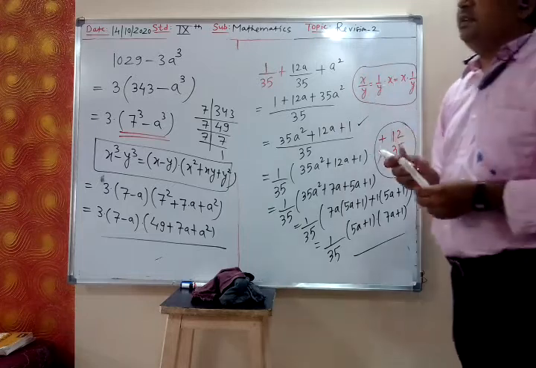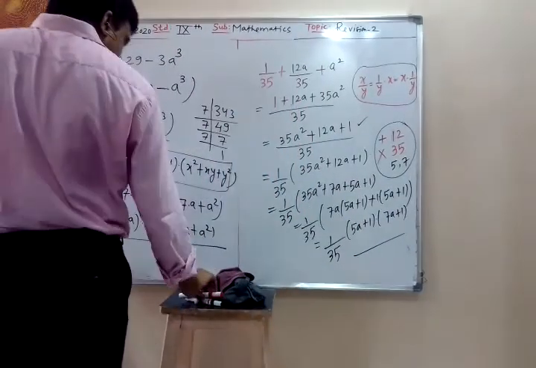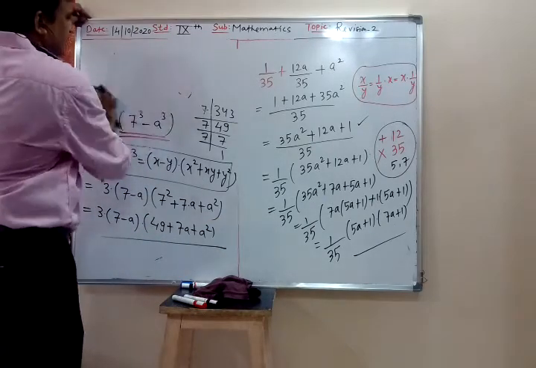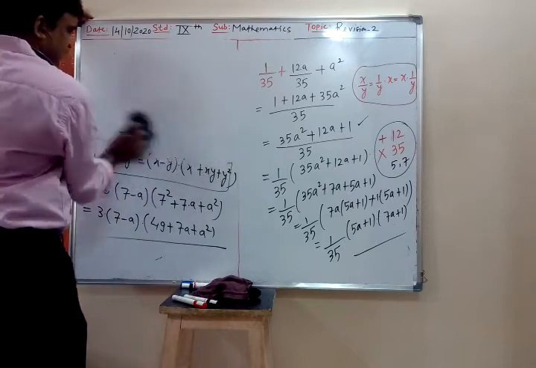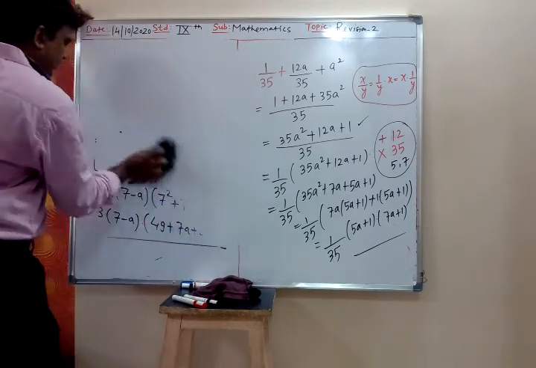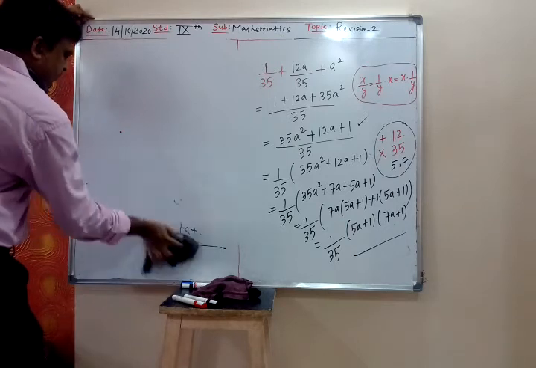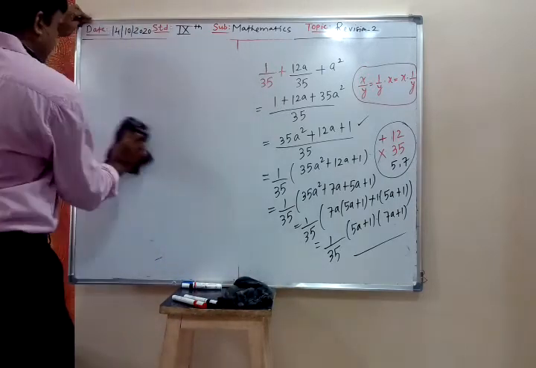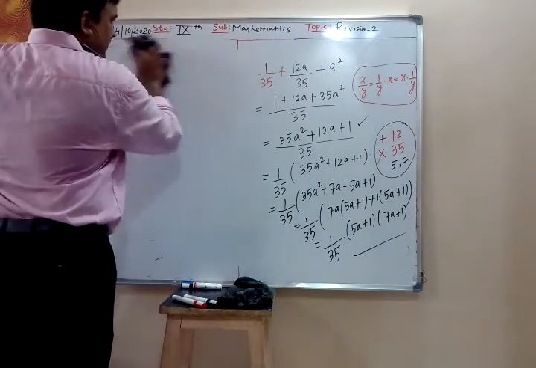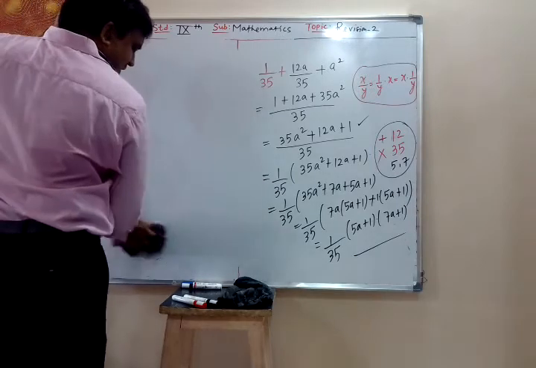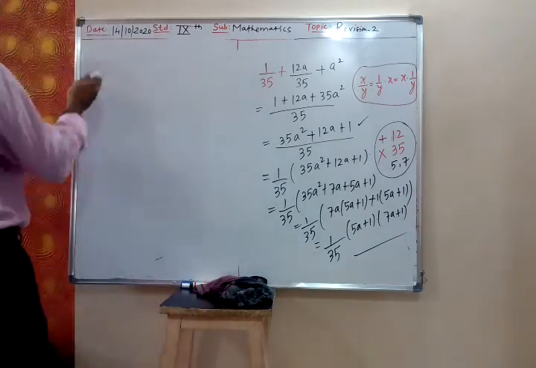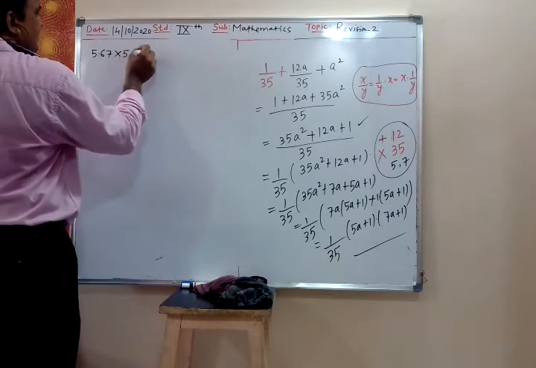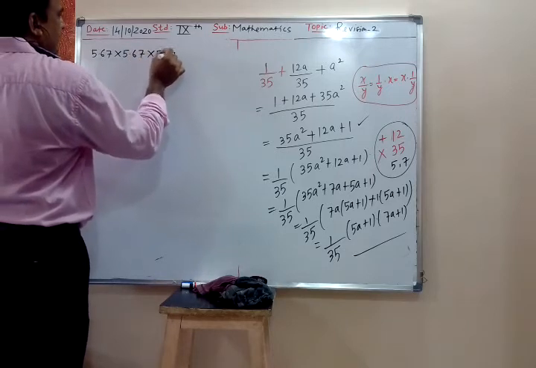Now which sum? Tell me. Yes. Tell me which one to evaluate. 5.67 three times. Okay. 5.67 into 5.67. Correct. That one, no. Just now somebody is asking to evaluate 5.67 into 5.67.